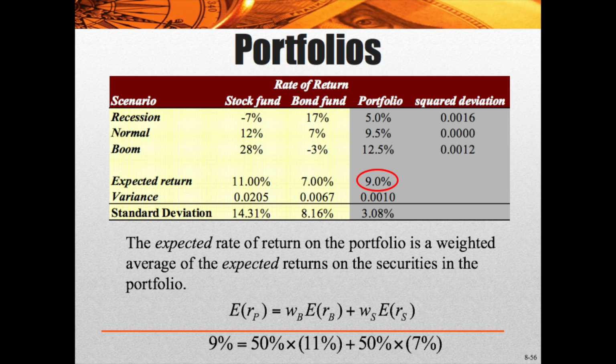So let's keep going. The expected return of the portfolio is the weight of the bonds times its expected return plus the weight of the stocks times its expected return. So if you take 50% of the 11% of the stocks and 50% of the expected return of the bonds, you get 9%. So half of the 11% is 5.5 and half of the 7% is 3.5, and that adds up to 9%. So the combined portfolio, we're expecting a 9% return. We get 11 from one, we get 7 from the other, combined at 50%, we should get a 9% return.